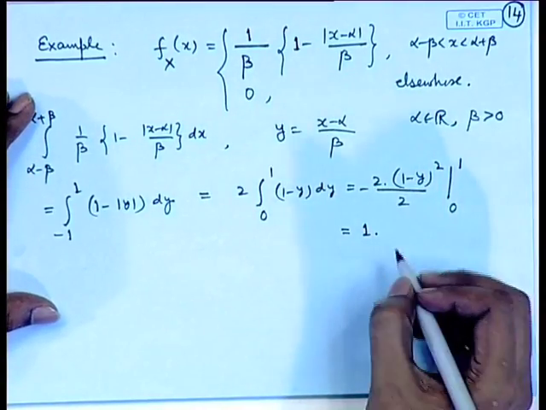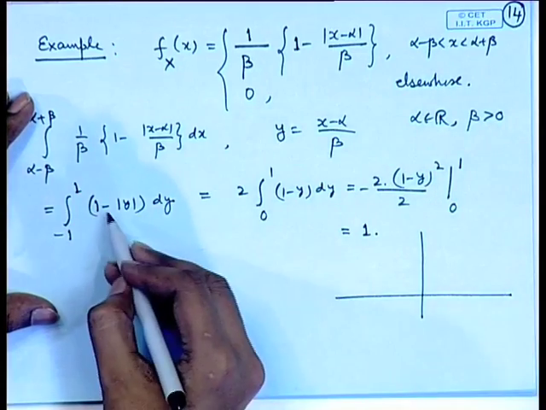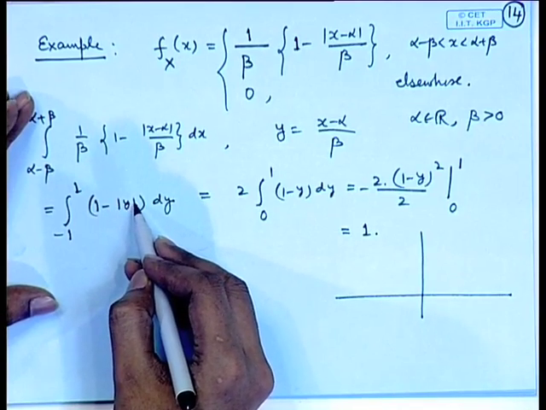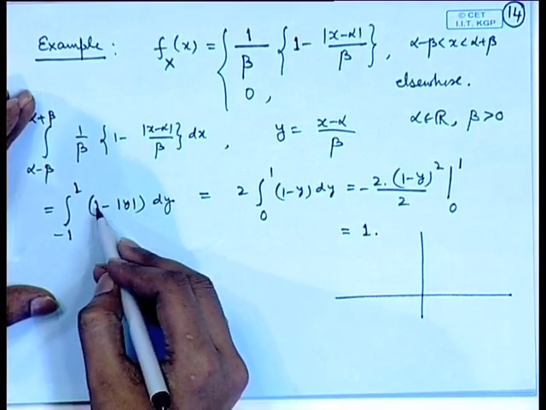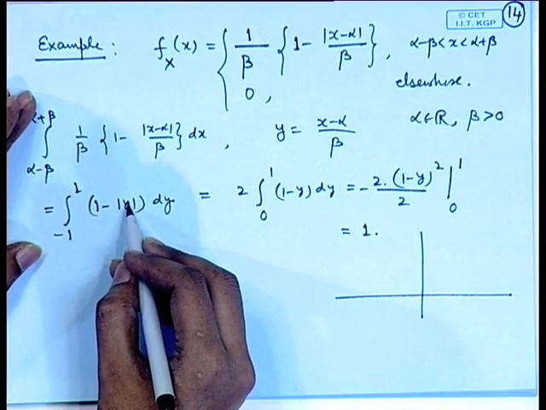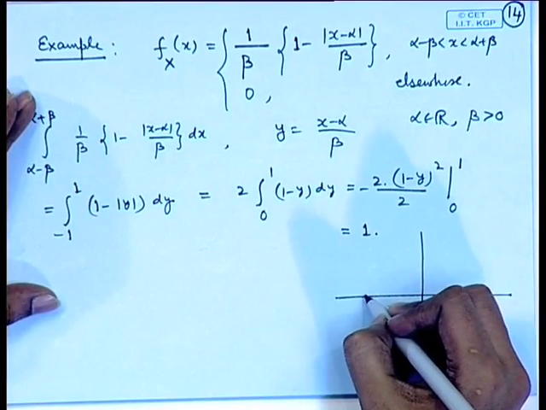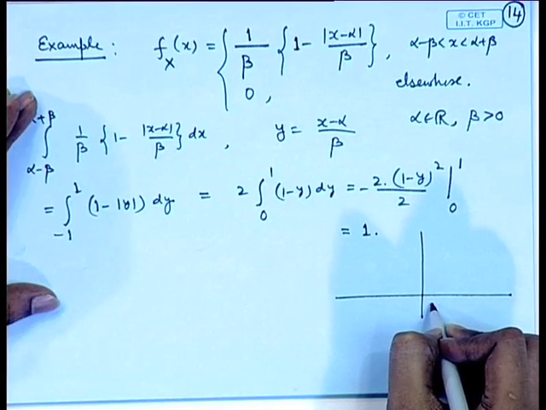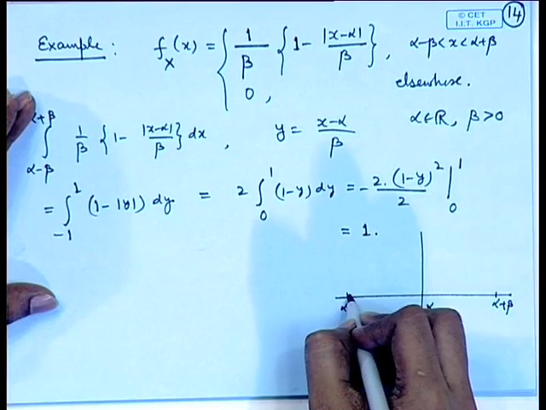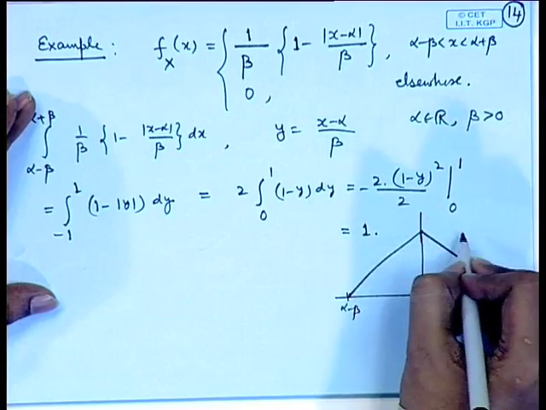probability density function. If you want to look at the shape of this distribution, we can see from here that for y positive this is 1 minus y, and for y negative it becomes 1 plus y. So, the value at y equal to plus 1 and minus 1 is 0, and at y equal to 0 it is 1. So, if we consider this point as alpha, this as alpha minus beta, and this as alpha plus beta, then the shape of the distribution is triangular. So, this is basically a triangular distribution.